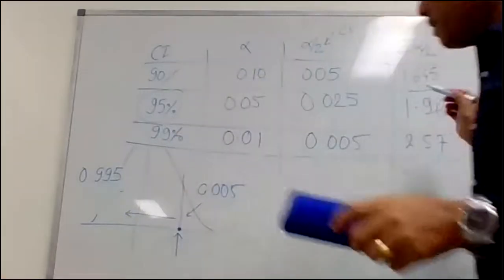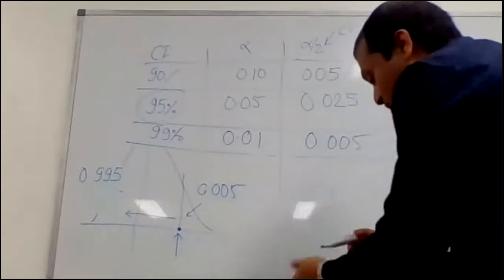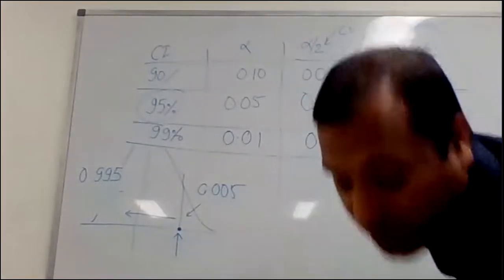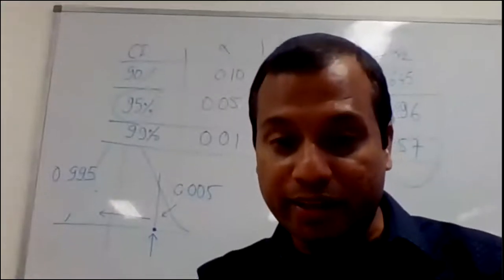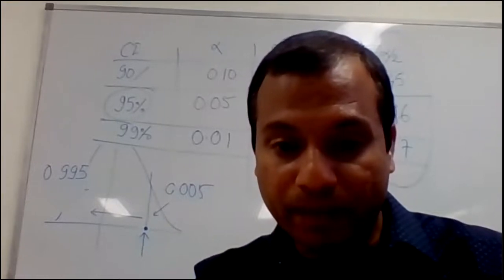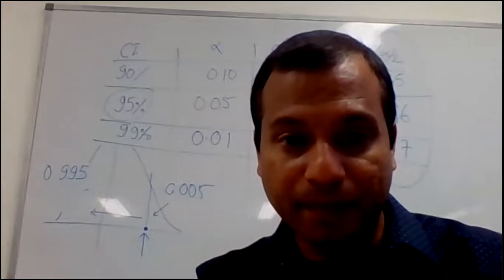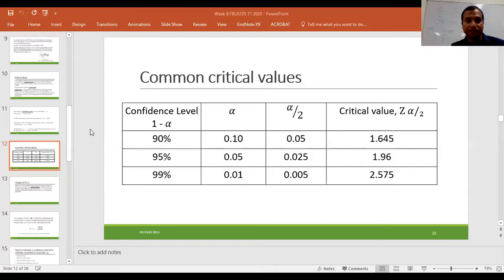So if you see the slide, you have all these three values which we have calculated. We will see the application of these values, but these values are important because these are the critical values which will help us in calculating the confidence interval. So I'm going back quickly to the slide. So we have mostly three different types of confidence interval: 90, 95, and 99.